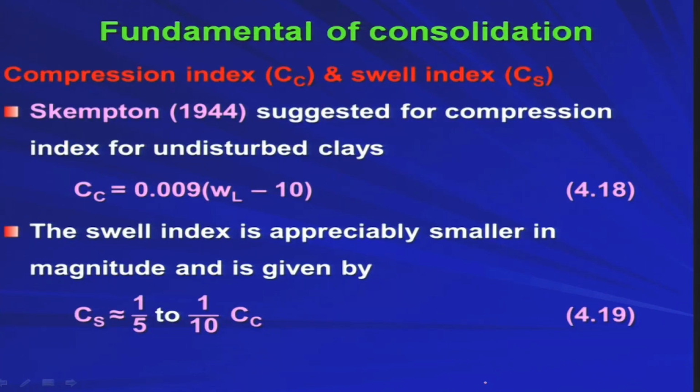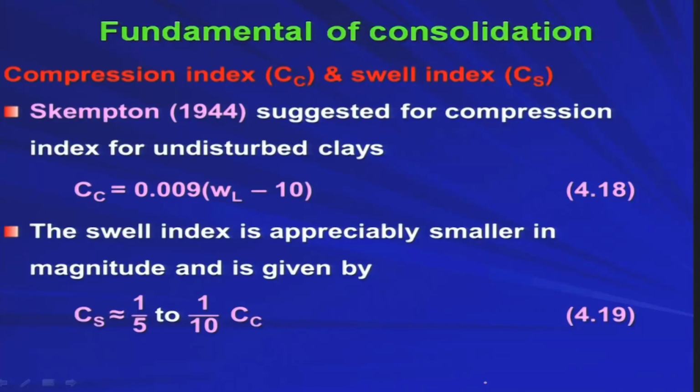Now we will find out how to determine these constants, the compression index Cc and the swell index Cs. Skempton in 1944 suggested, for the compression index of undisturbed clays, Cc is equal to 0.009 into WL minus 10. What is WL? WL is the liquid limit, which you already know. So if you know the liquid limit of that clay, you can find Cc, which will be constant for that particular type of soil.